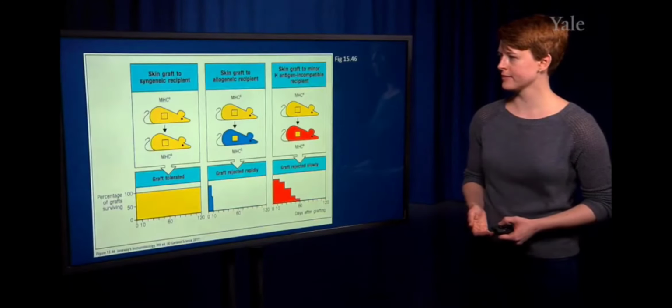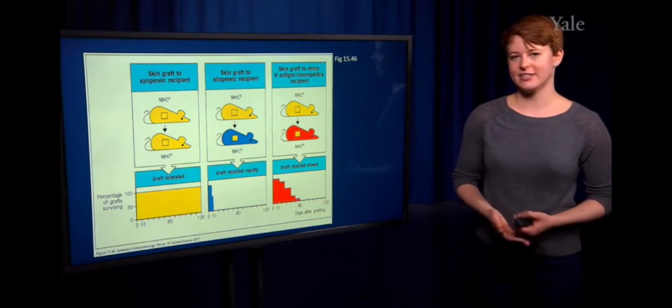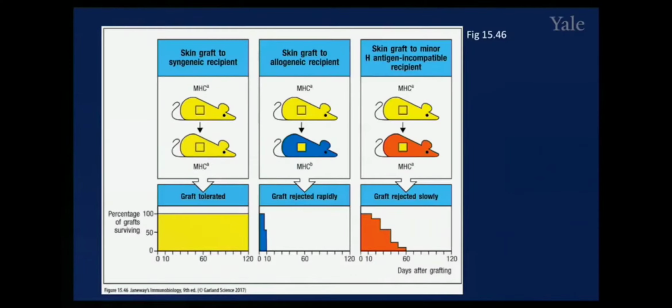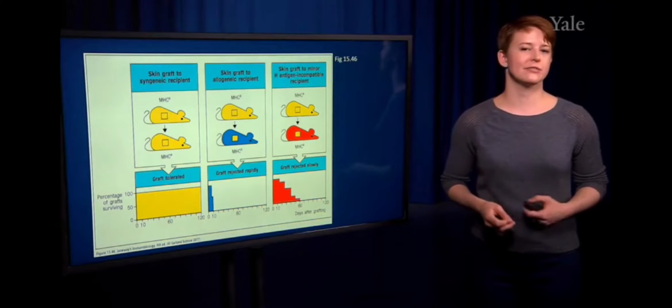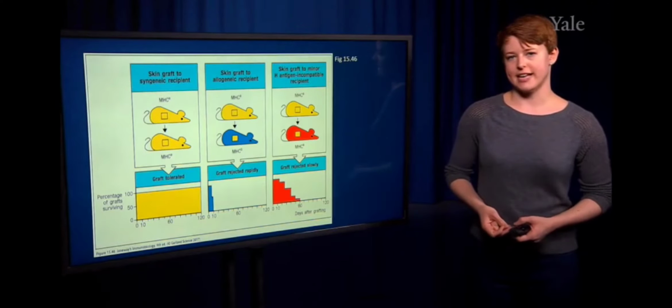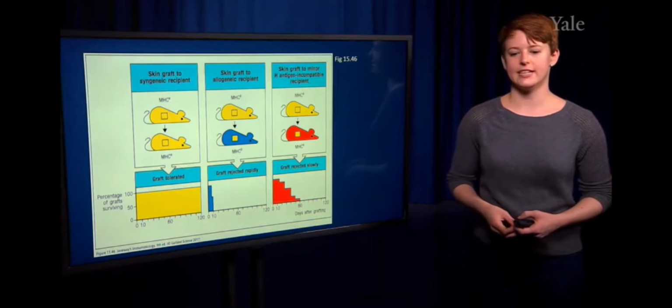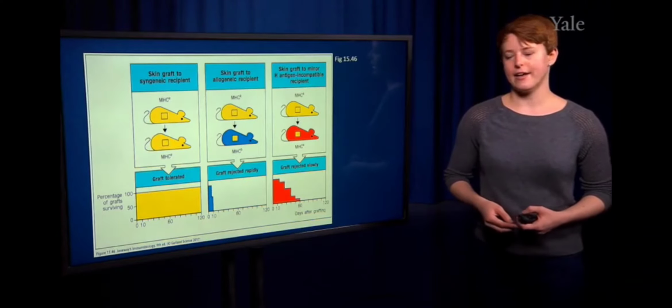So again, if we refer back to our skin graft mice, here again we have our syngeneic transplant as well as our allogeneic one. However, now we're adding in a mouse that only differs in the minor histocompatibility antigens. And here, this graft is rejected much more slowly. So because this rejection is due just to the peptides on those MHC molecules, it doesn't necessarily lead to a rapid immune rejection response.